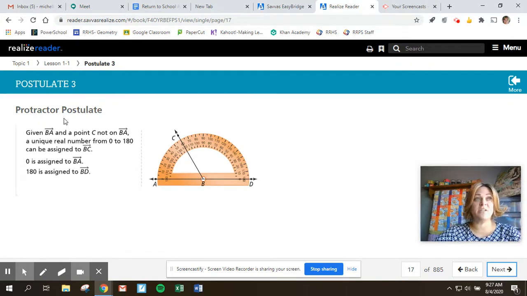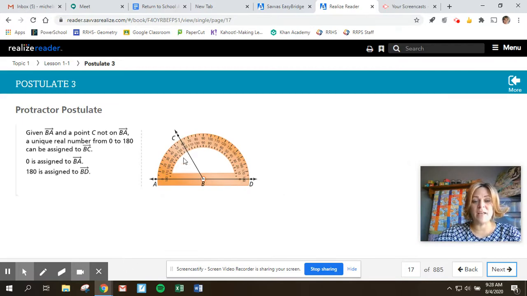Protractor postulate. This is very similar to the ruler postulate. It says given the ray BA, so from B to A, and a point C not on that ray, a unique real number from 0 to 180 can be assigned to BC. 0 is assigned to BA, this is the 0 degrees, and 180 is assigned to BD. So if you look carefully, I am reading starting at 0, counting upward, and I'm hoping you can tell how many degrees that is.